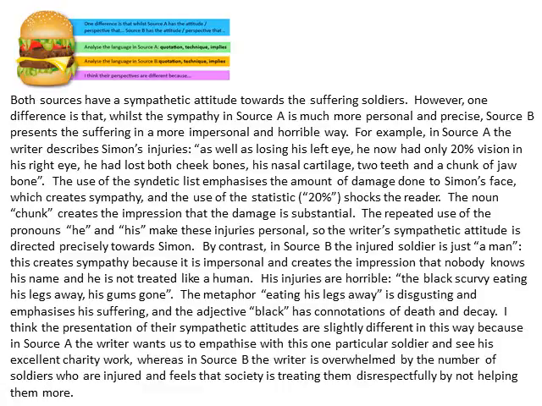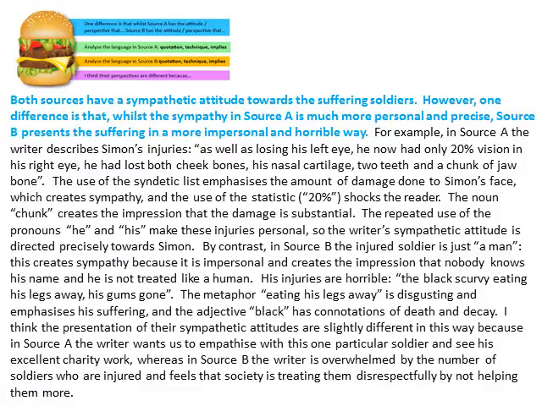I think the presentation of their sympathetic attitudes are slightly different in this way, because in source A, the writer wants us to empathise with this one particular soldier and see his excellent charity work, whereas in source B, the writer is overwhelmed by the number of soldiers who are injured and feels that society is treating them disrespectfully by not helping them more.